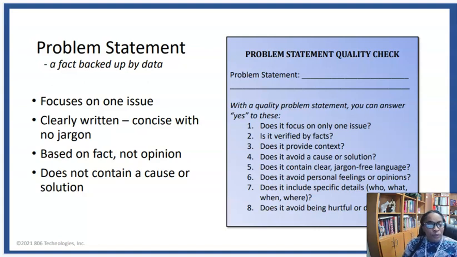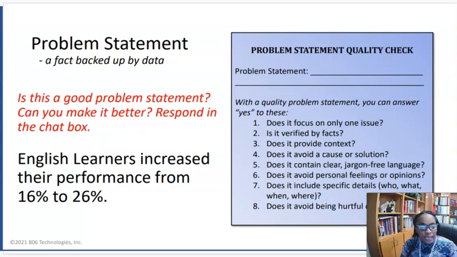So a problem statement focuses on one issue, is clearly written, concise, with no jargon, based on fact, not opinion, and does not contain a cause or a solution. So we're going to look at this, and there are some questions. We're not doing a problem statement today. This is just an introduction to our campus needs assessment. There is some information that you will have to retain for our next meeting.